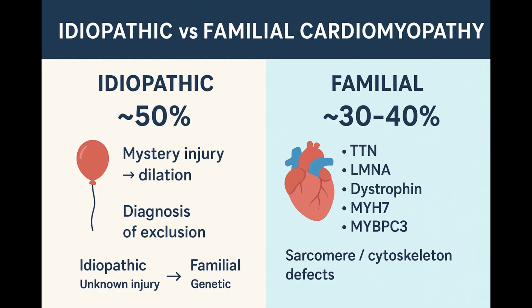Which has profound implications for management because you can screen family members. Exactly. If we find asymptomatic Titin carriers, we can counsel them on avoiding these known environmental triggers. It's a huge piece of preventative medicine. That's critical clinical advice. Okay.